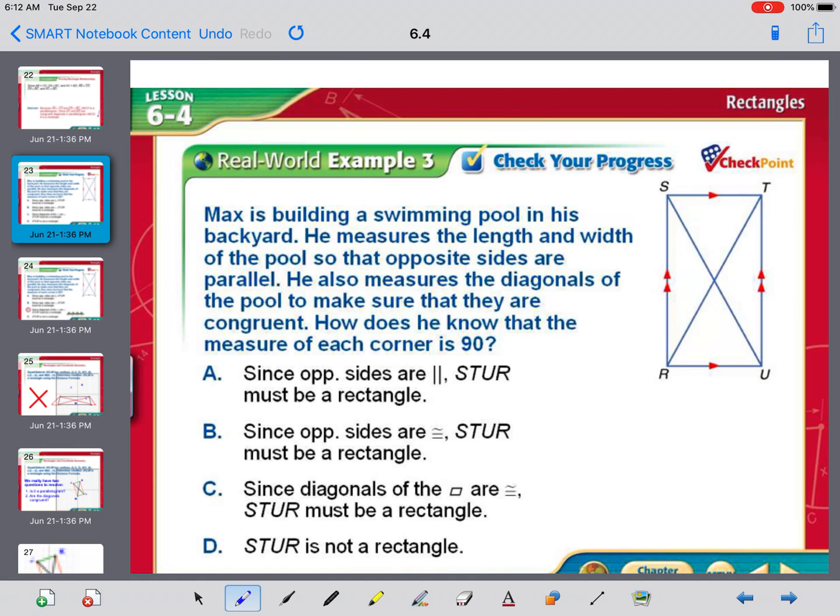Max is building a swimming pool in his backyard. He measures the length and width of the pool so that the opposite sides are parallel. You can see they marked all their parallel sides here. He also measures the diagonals of the pool to make sure they are congruent. How does he know that the measure of each corner is 90? So he does this diagonal thing, makes sure they're congruent. So we look at these A, B, C, D choices. It'd be a good time to pause, look, think for yourself.